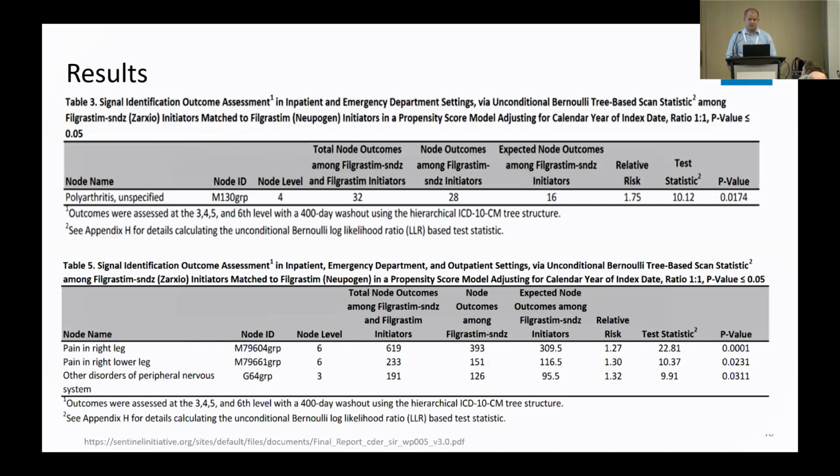The 3 alerts that were statistically significant in the model containing outcomes in the inpatient, emergency department, and outpatient setting, or ambulatory care setting, I should say, were pain in the right leg, pain in the right lower leg. These 2 occur at the 6th node level. And other disorders of peripheral nervous system. This one occurred at the 3rd node level. The relative risks were 1.27, 1.30, and 1.32 respectively.